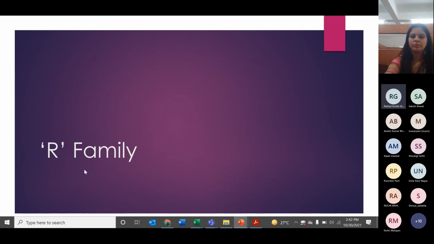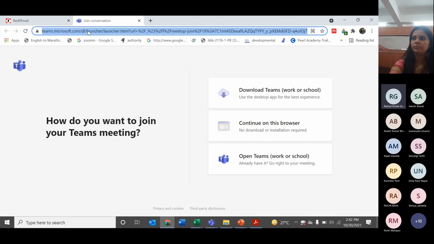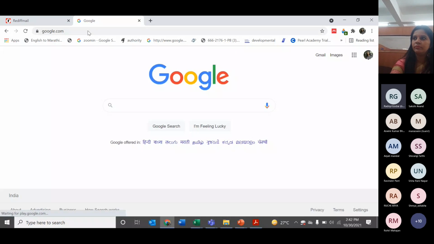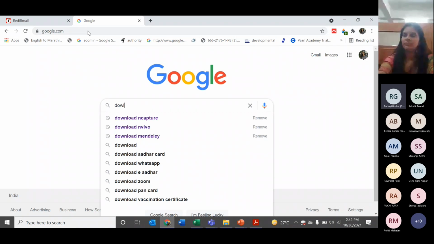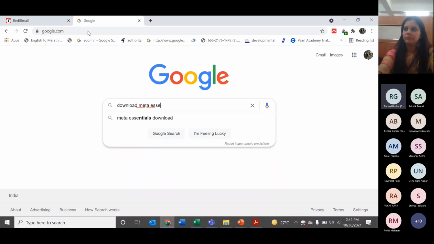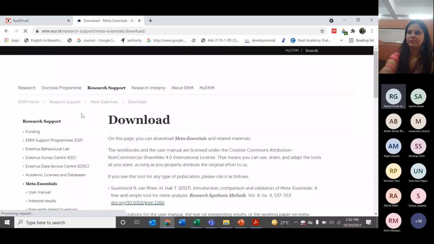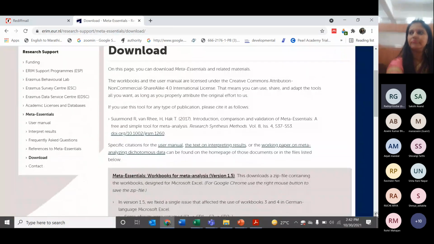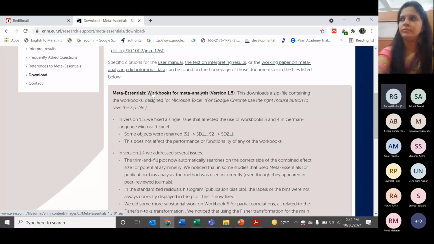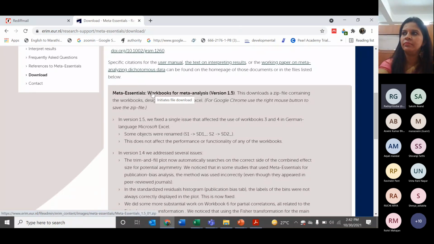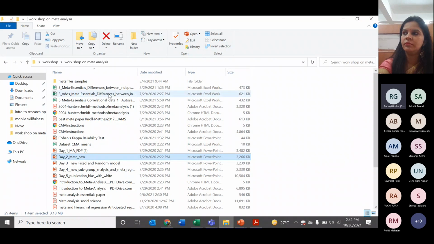Now, before I go to the R family, what I want you to do, and I hope you must have done it, I had sent a link to the organizers. You were supposed to download Meta Essentials. We had to download the Meta Essentials sheets. Has everybody done that? Have you all downloaded those sheets? Yes, ma'am. It is downloaded. So this is the workbook that you had to download. It will come like a zip file. If all of you have downloaded those sheets, please open up sheet number 5.